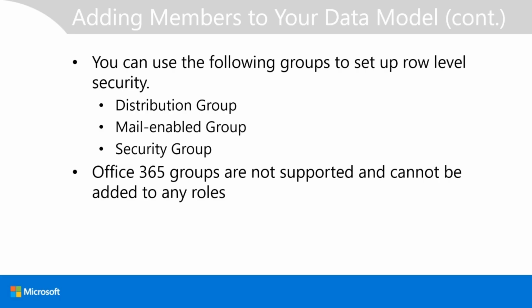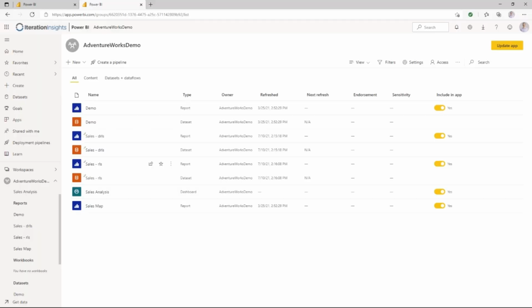So let's go out to the Power BI service and show you where we get this set up. Okay, so I am in the Power BI service now, and I can see that I'm in a workspace called AdventureWorks Demo, and I've got two datasets that are of concern here.